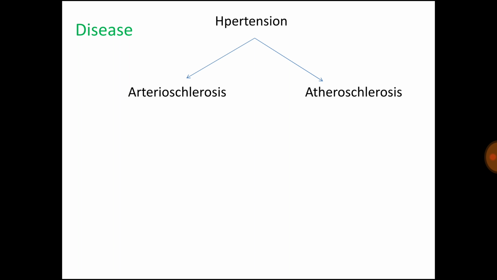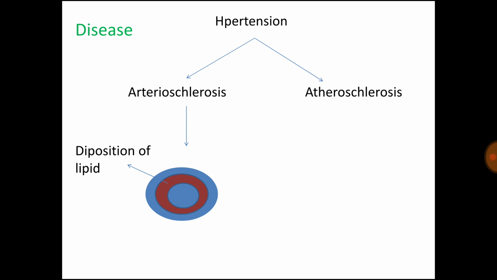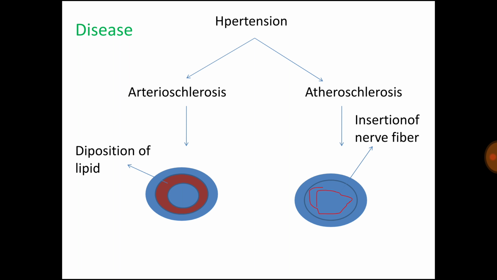We're talking about hypertension. First, through atherosclerosis, there is deposition of lipid in the blood vessel. So the blood vessel volume decreases and blood flows with comparatively high pressure, higher than the normal range. So this is known as hypertension. And another reason for hypertension is arteriosclerosis. Again there is deposition, this time deposition of nerve fiber. So again the diameter is reduced and blood flows with comparatively high pressure. So these are the two reasons for hypertension.